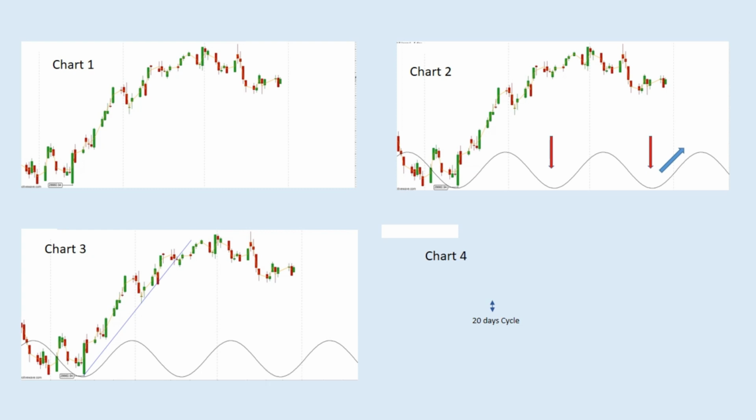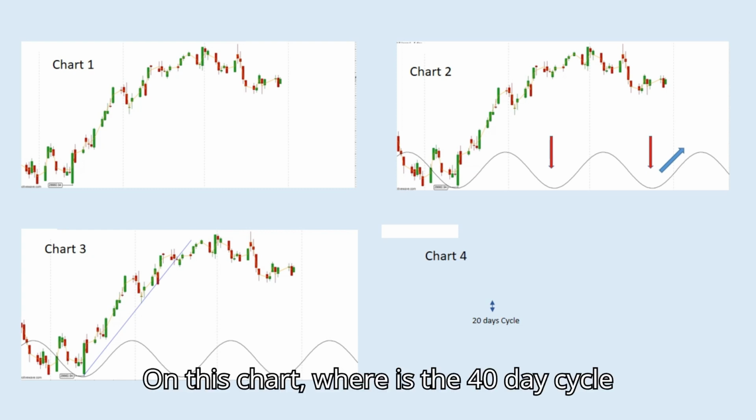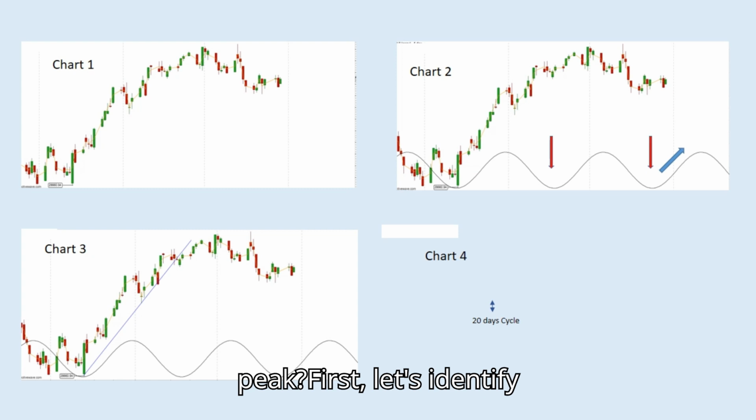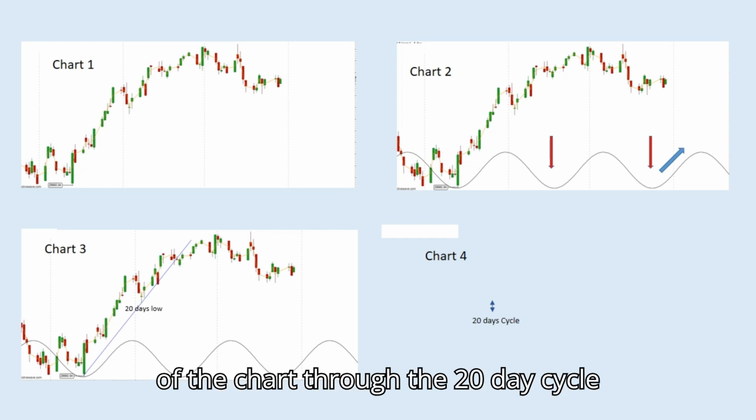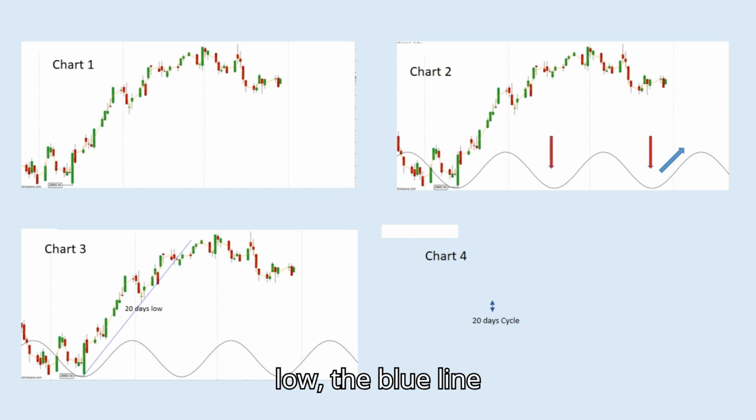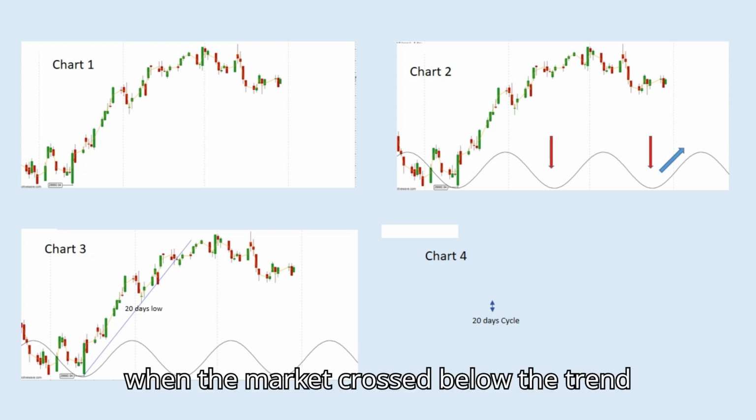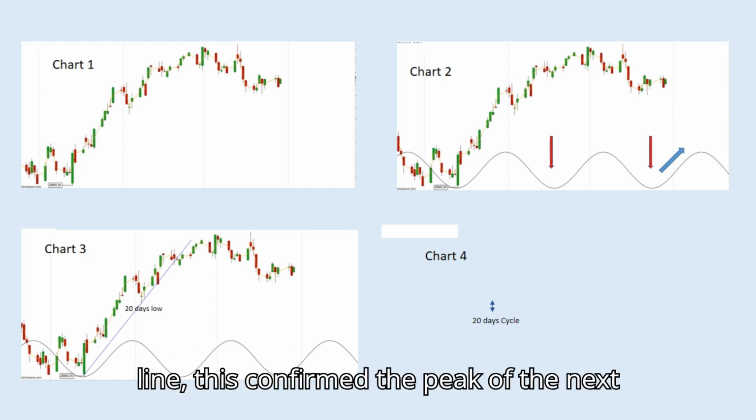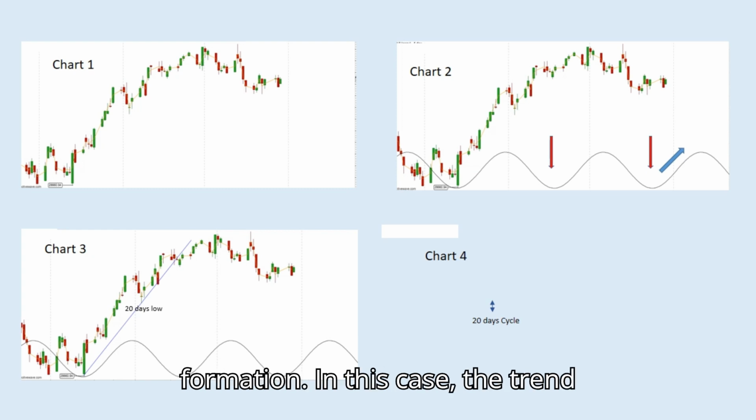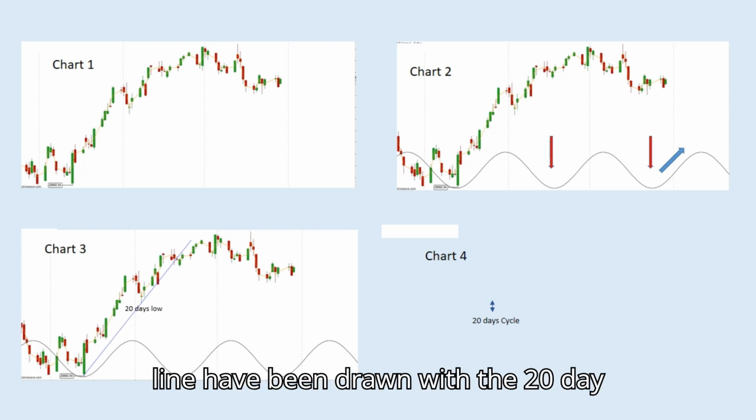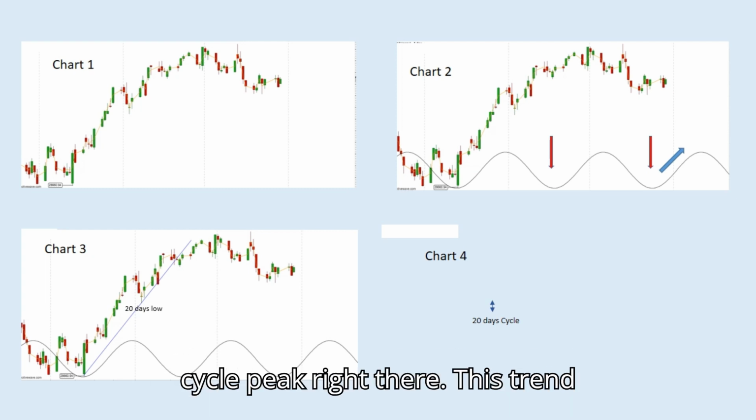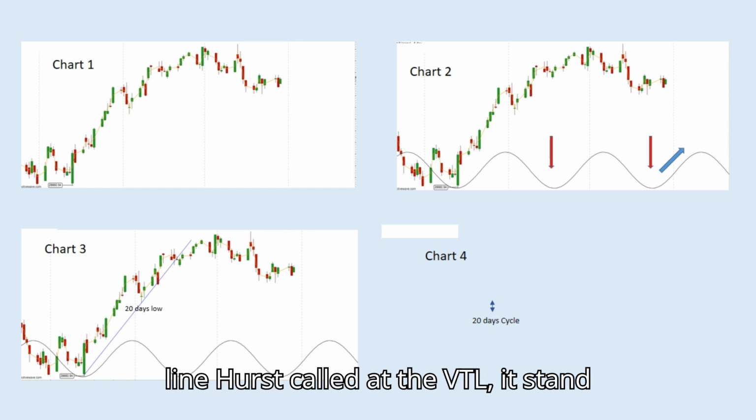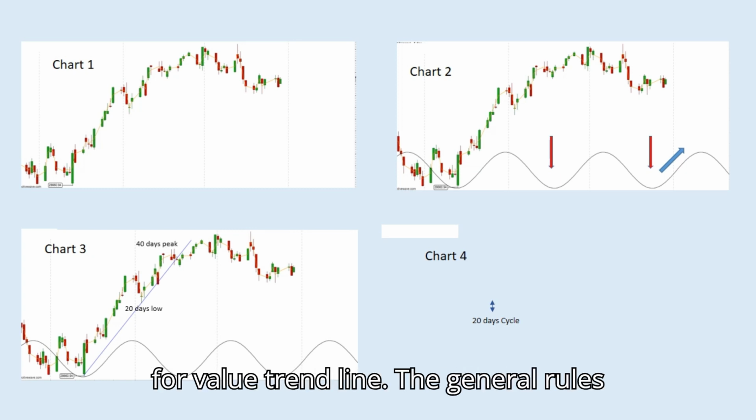The question is, on this chart where is the 40-day cycle peak? First let's identify the last 20-day cycle low. Then, draw an uptrend line from the bottom of the chart through the 20-day cycle low. The blue line. When the market crosses below the trend line, this confirms the peak of the next higher cycle is formed or is in formation. In this case the trend line has been drawn with the 20-day cycle, so we can identify the 40-day cycle peak right there. This trend line Hurst called the VTL, which stands for value trend line.